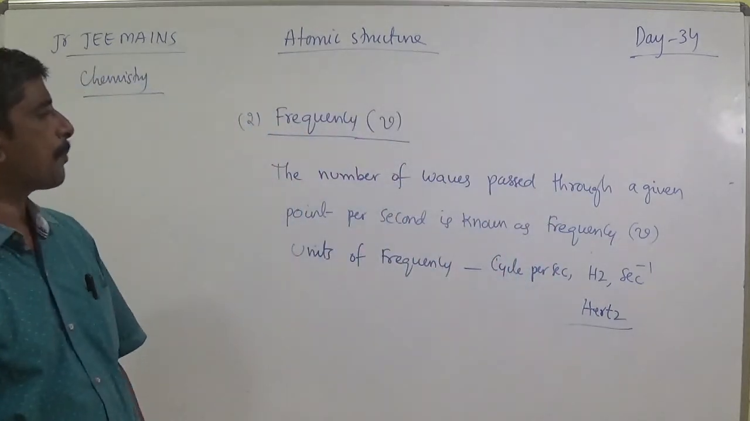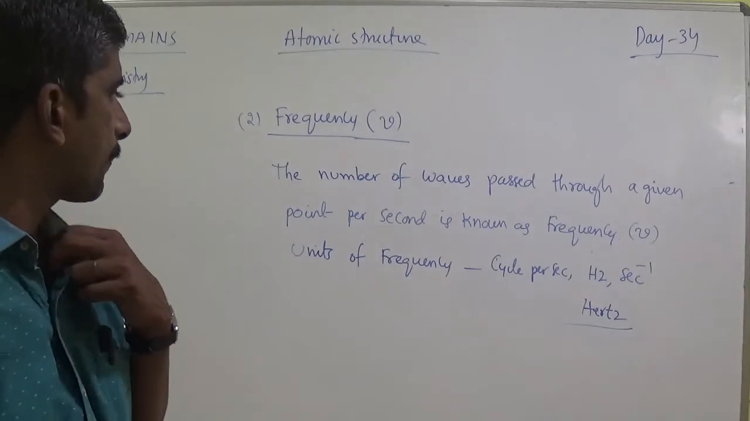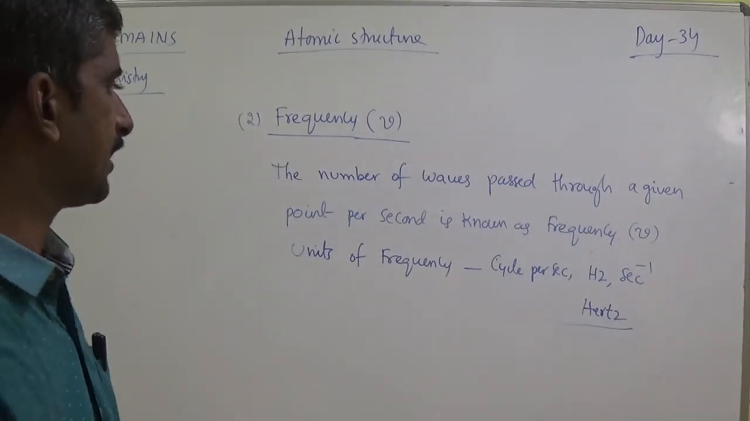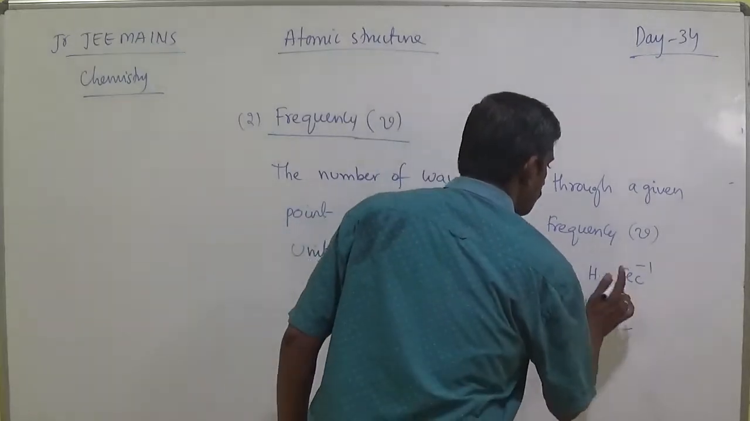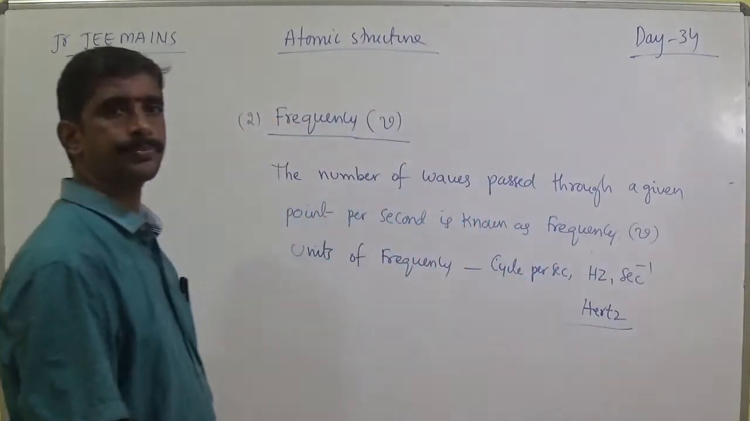The number of waves passed through a given point per second is known as frequency. It is represented by the symbol nu. So units of frequency: cycle per second, hertz, or second inverse. So these are frequency.